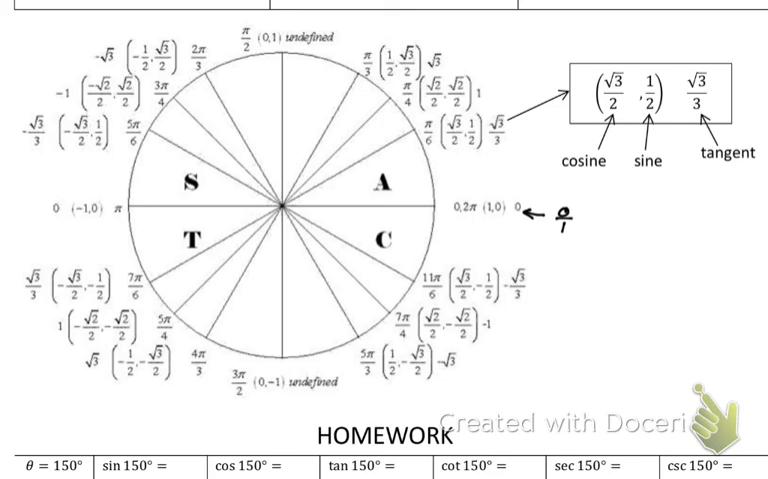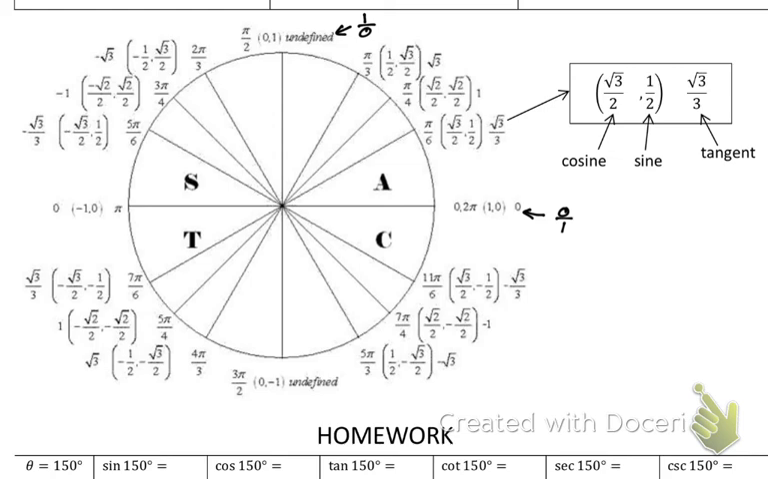Why is it undefined at pi over 2? Anything over 0 is undefined. You can't divide anything by 0. So it's not just regular undefined. We know why it's undefined because it's 1 over 0. What would happen if I took the reciprocal of 1 over 0? Out of 0 over 1, is that a real number? It'd be 0.